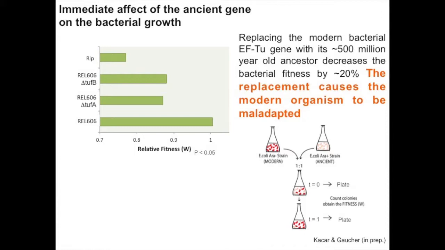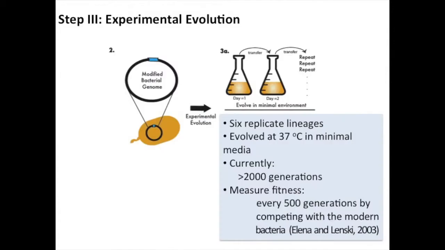And after a certain amount of time, we can measure the fitness of those evolved or adapted E. coli. The way this is done is we use a neutral marker where colonies either turn pink or red, and we can compare them. So we can take an evolved strain and compare it to the ancestral form. And this gives us a fitness value so that we can compare what's going on as we're watching the E. coli evolve in the lab.